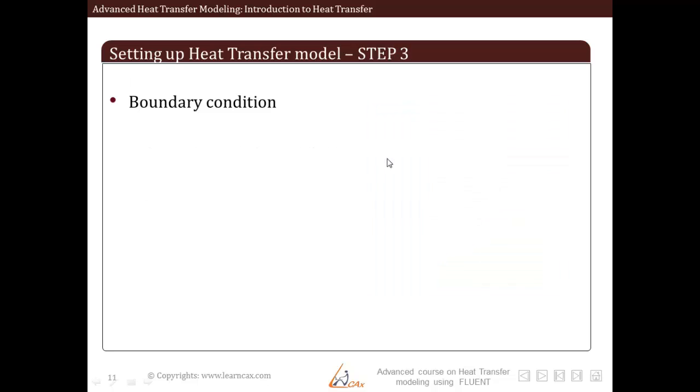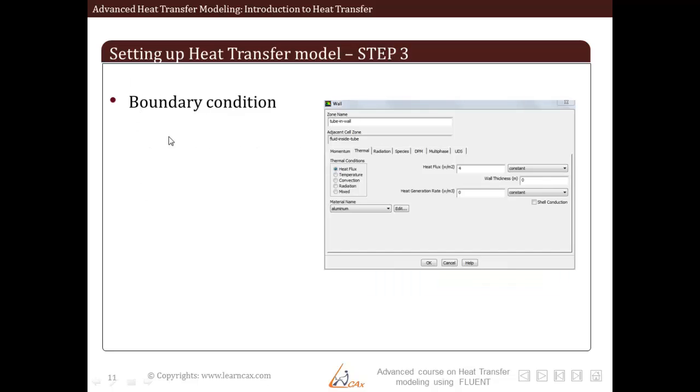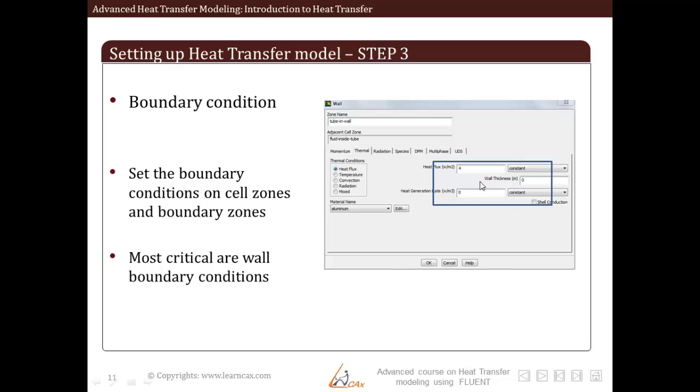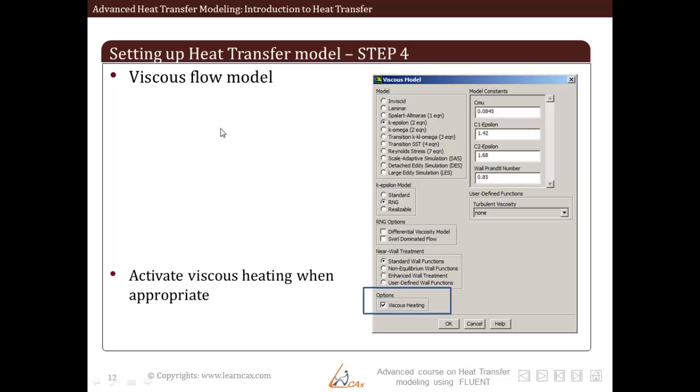Once we are done with the second step, the third step is to set up boundary conditions. For that, we go to the boundary condition panel of each boundary that matters to us with respect to heat transfer. In that, we set the boundary conditions on cell zones as well as boundary zones. The most critical are wall temperatures, shown here, or wall boundary conditions on different walls. An example for one of the walls is shown here, and we can set up different boundary conditions, which we will discuss in detail when we discuss boundary conditions related to heat transfer.